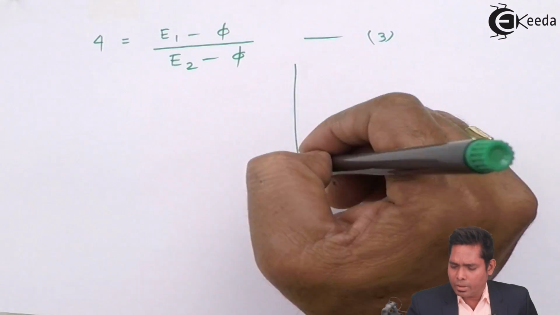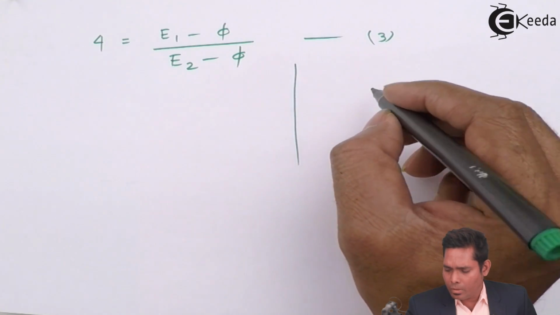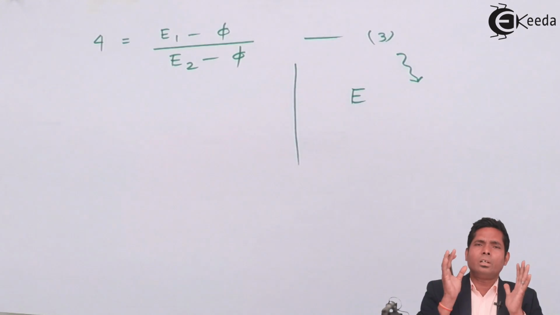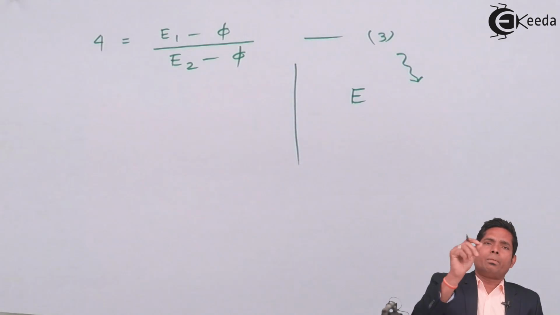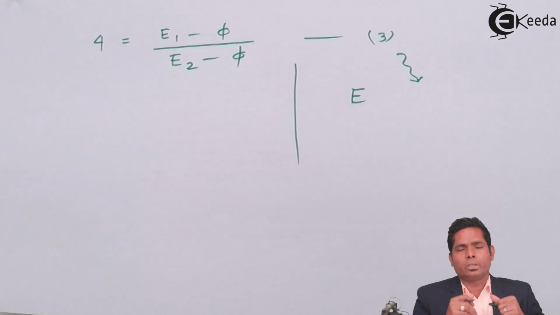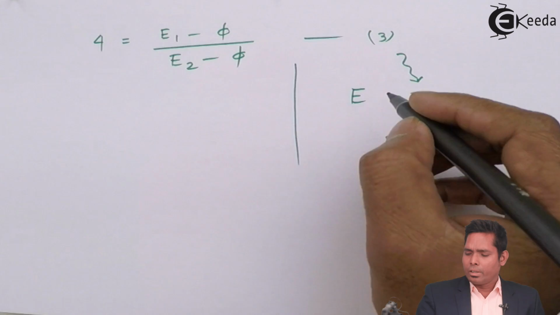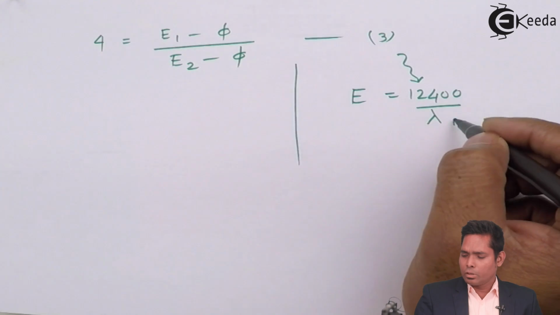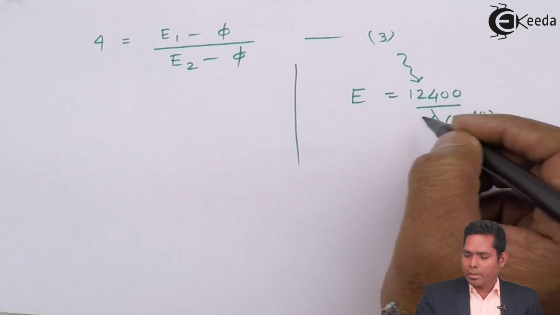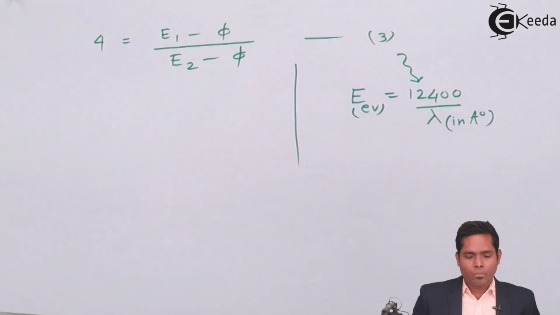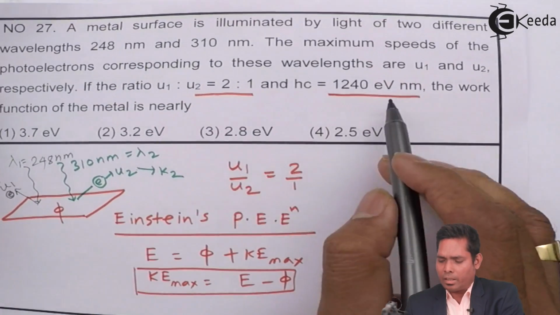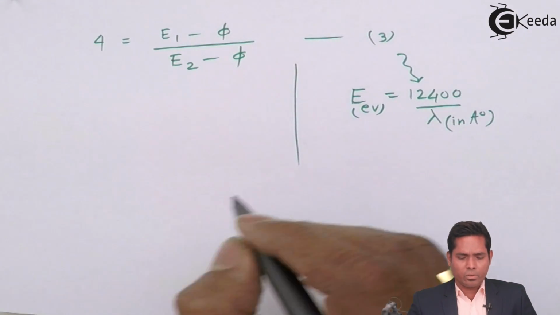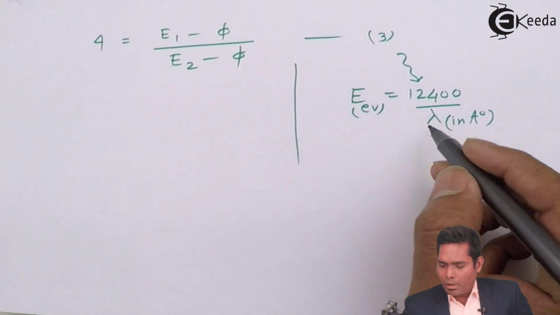That means we know that for any energy of the incident radiation on the metal surface, if I know the wavelength lambda 1, I can get the energy corresponding to that wavelength by using this formula, E equals 12400 divided by lambda in Angstrom. This would be in Angstrom, and this will automatically be in electron volt. In the question, electron volt and nanometer are given, so you can use that, or otherwise you can use this. I will tell you both.